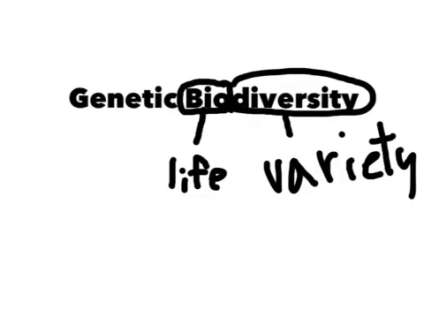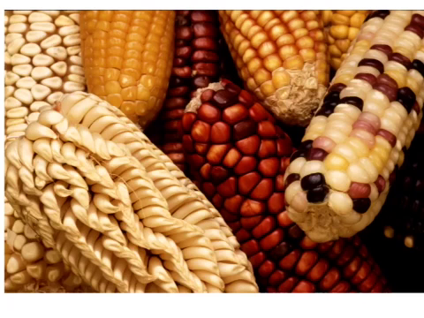I will talk about genetic biodiversity. Genetic biodiversity is about the variety of genetics and life, and I will focus on crops and agriculture based on the TED Talk that I watched. Let me give an example.